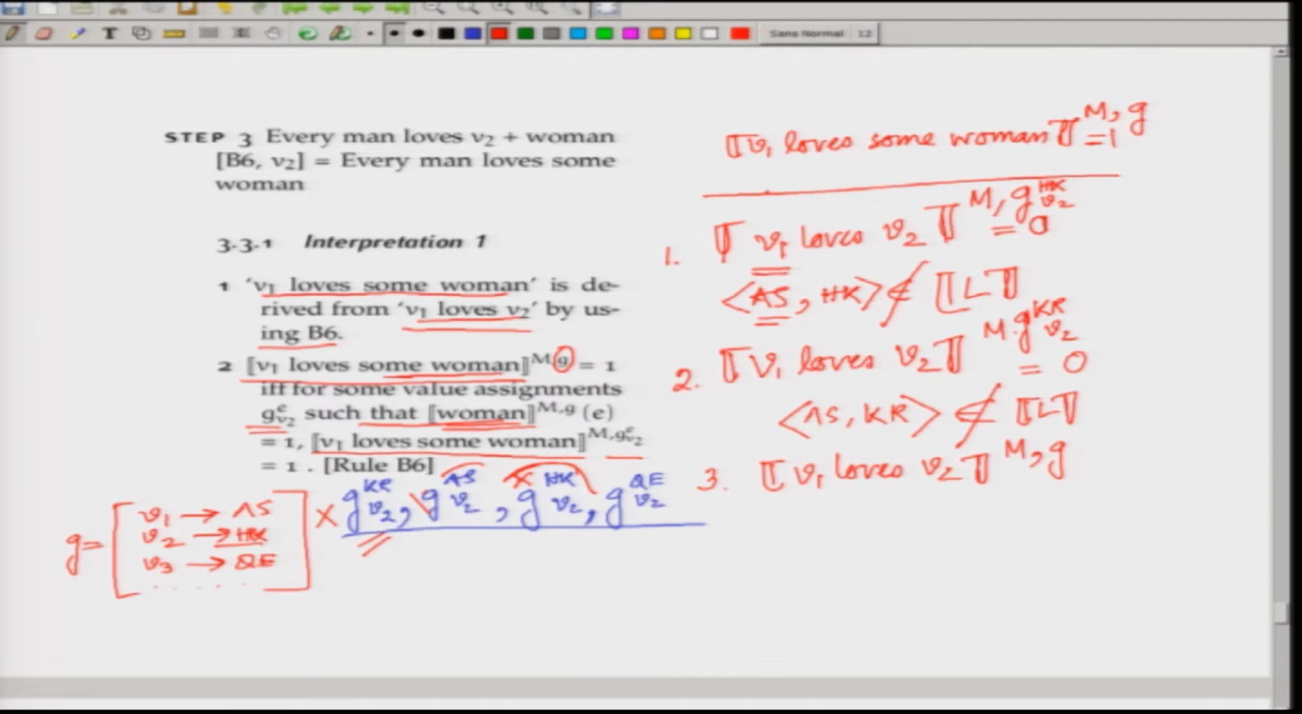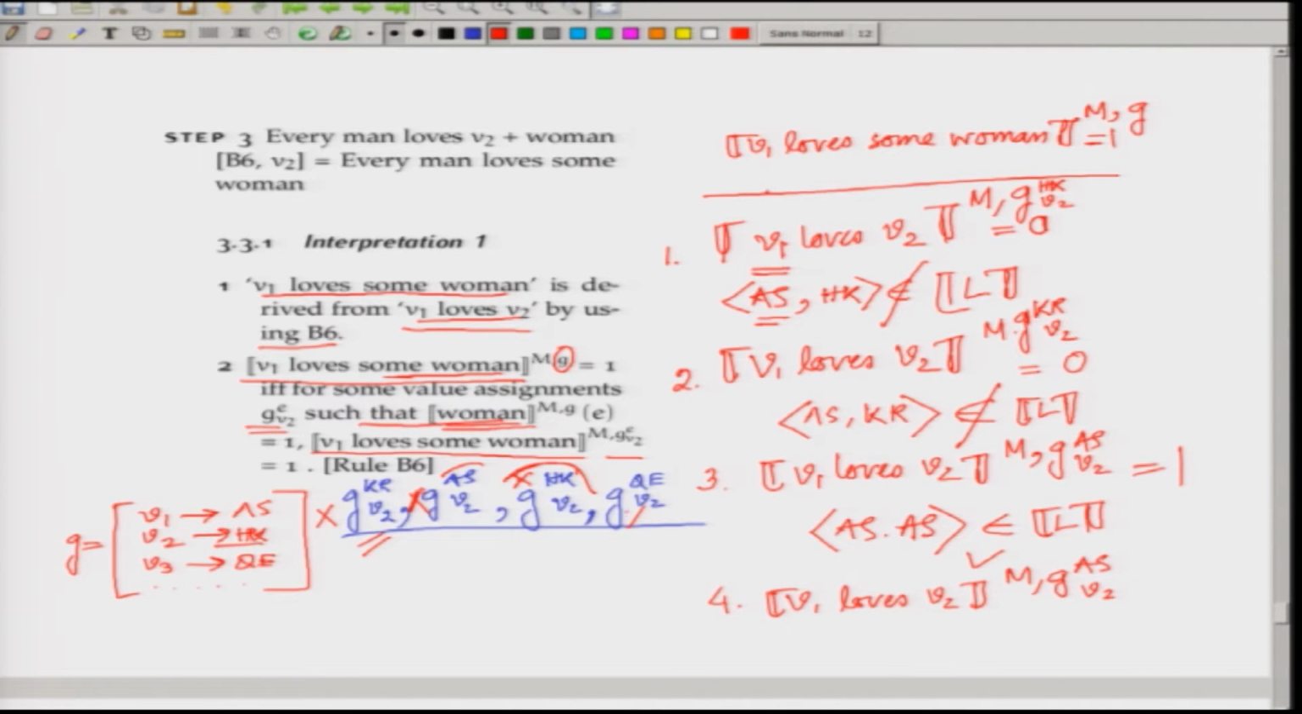We still have 2 more options, and the next option is V 1 loves V 2 and M G. So, we consider this A S V 2. This is 1 if and only if A S comma A S belongs to L, and we know that Sadi, everybody loves himself or herself. So, this is the case, this is true, therefore, this is 1. So, that is fine. We have got one case of 1, and then we have just one option left. We need to consider that also. V 1 loves V 2 M G A S.